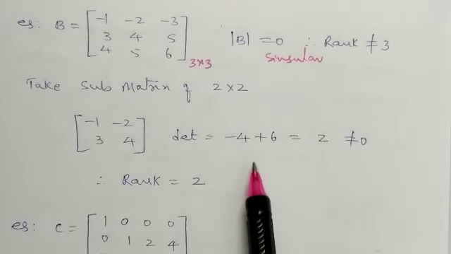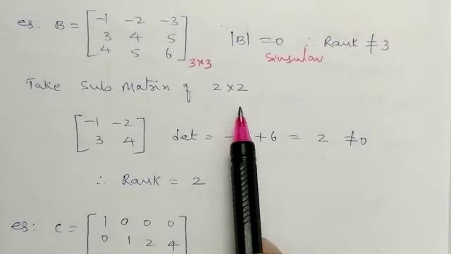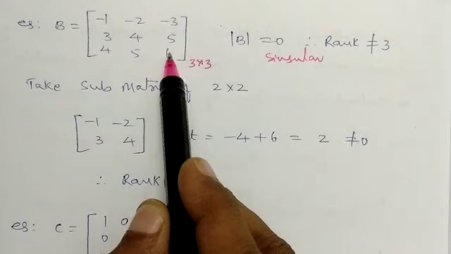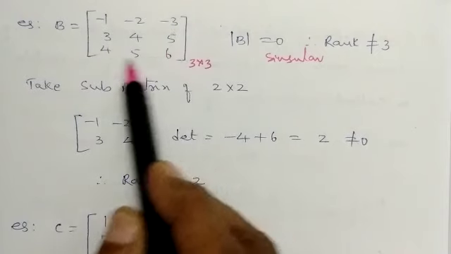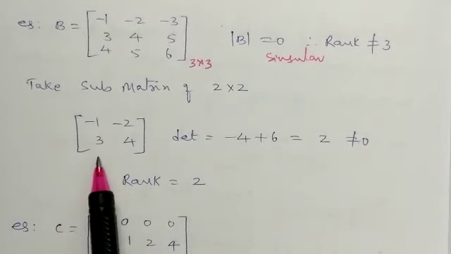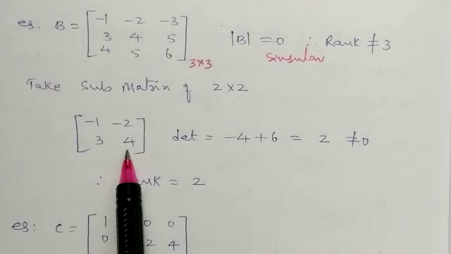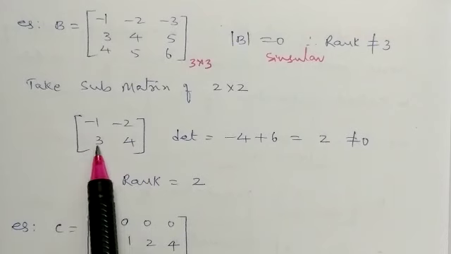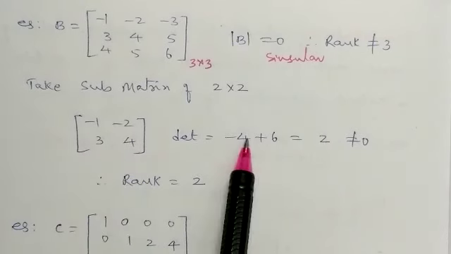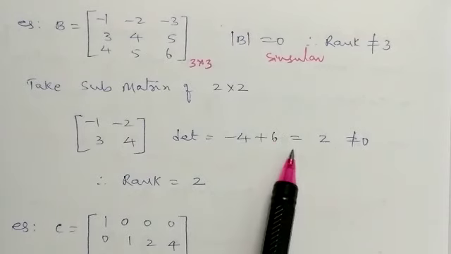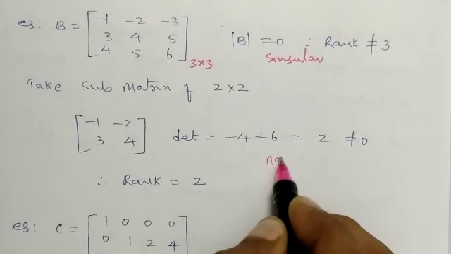Any one submatrix of order 2 by 2. Here, I have removed third row and third column. -1, -2, 3, 4. Now find its det. AD minus BC, -4, minus into minus, plus 6 equal to 2, which is not equal to 0. If det is not equal to 0, it is non-singular.